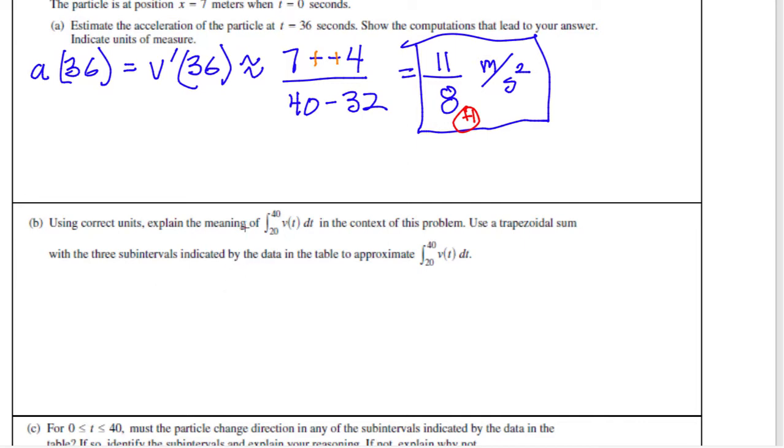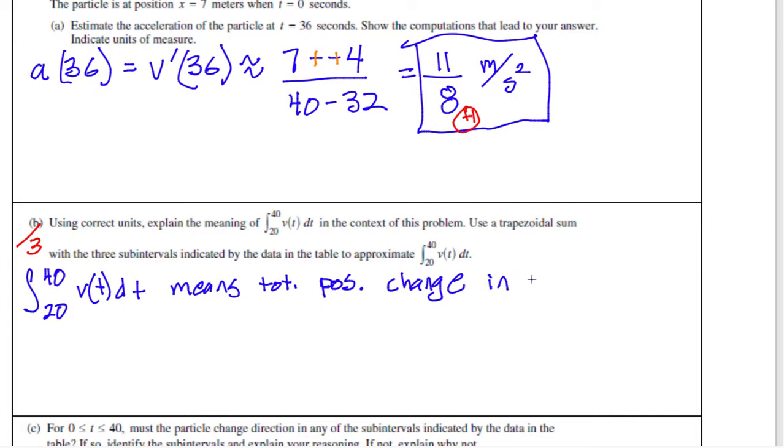So B, we need to explain this meaning. So rewrite it. We say that this integral between 20 and 40 of V of t, dt, and B was out of 3 points. So if you mess up on 3B, you're following along with me. So this thing means, well, we had a velocity. So if I'm going backwards from velocity, I'm talking about position. And since it's adding up all the positions, it's the total position change.